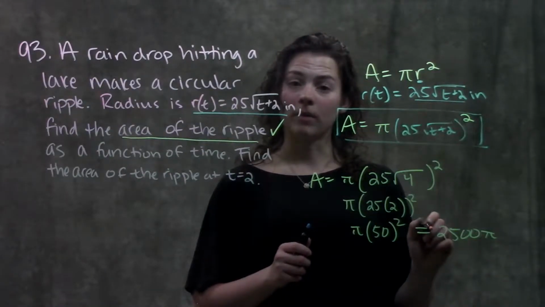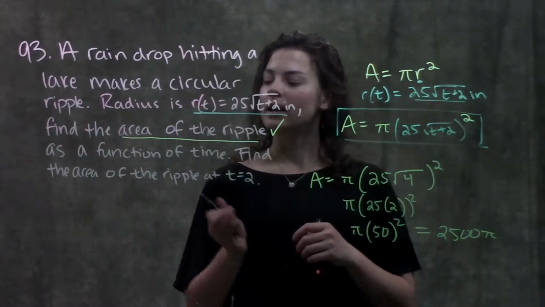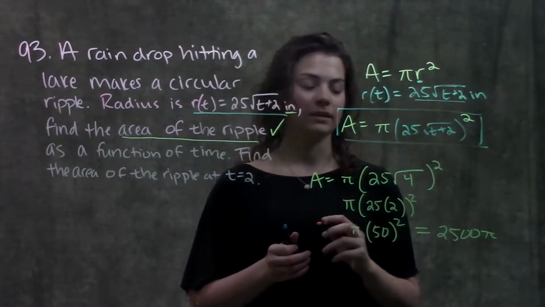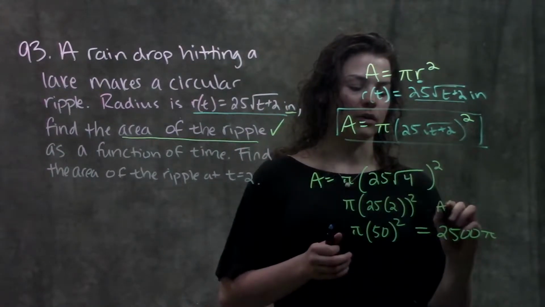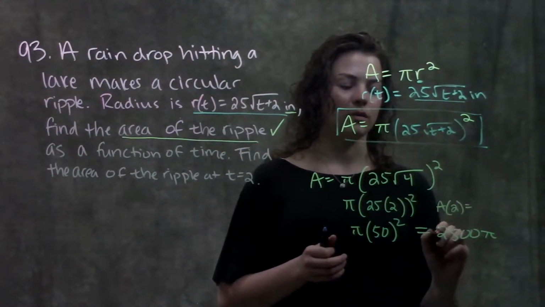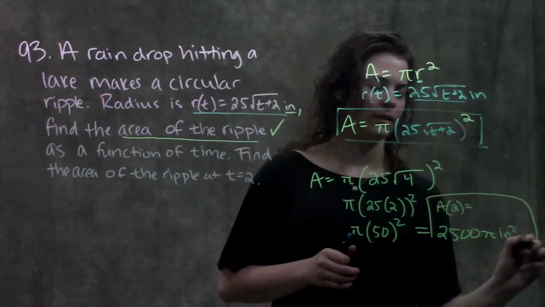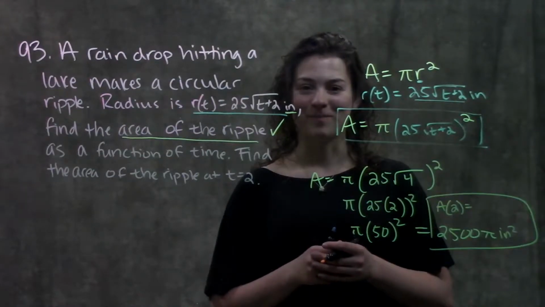But remember, this is a word problem, so we'll need to include our units. They're asking about area of a circle, and they gave us the units of inches. So our area of the circle at time t = 2 is equal to 2500 pi inches squared. And that's it for this problem.